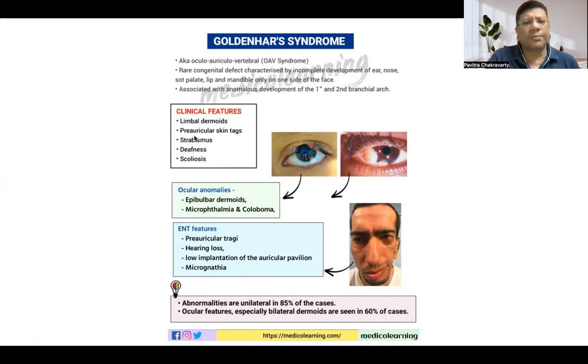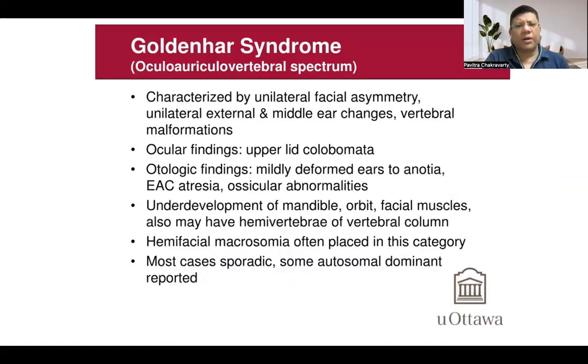And you get limbal dermoids, preauricular skin tags, strabismus, deafness, scoliosis. Ocular abnormality: epibulbar dermoid, so remember that is coming up. You also get microphthalmia and coloboma. But the main one is this epibulbar dermoid. ENT: preauricular tags, hearing loss, and micrognathia. Most of the features are unilateral in 85% of cases. Ocular features, especially bilateral dermoids, are seen in 60% of cases. Okay, I think we've gone through this and I'll go to the next one.